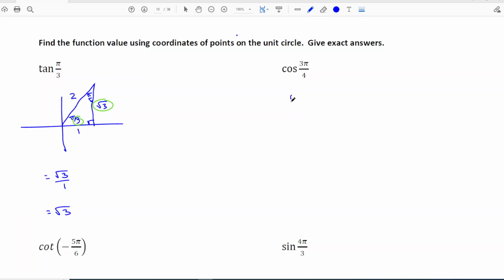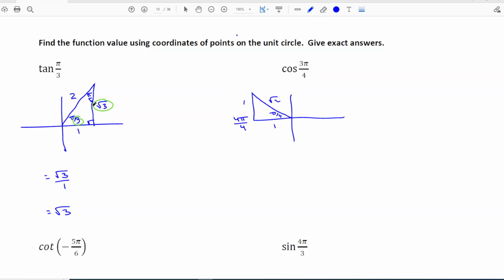Then we've got cos of 3 pi by 4. So this is where it gets kind of new. We're trying to figure out my reference angle. It's going to be pi by 4. Then I'm going to figure out what quadrant I'm in. With a reference angle of pi by 4, pi would be 4 pi by 4. So 3 pi by 4 is 1 pi by 4 less than 4 pi by 4. So it's going to be my 1, 1, root 2 triangle.